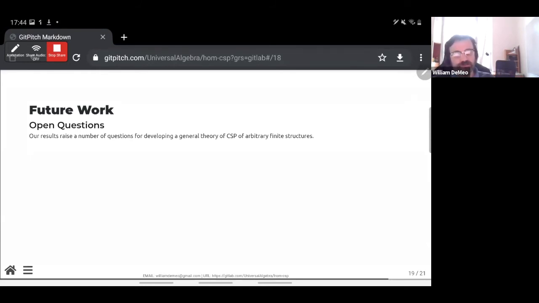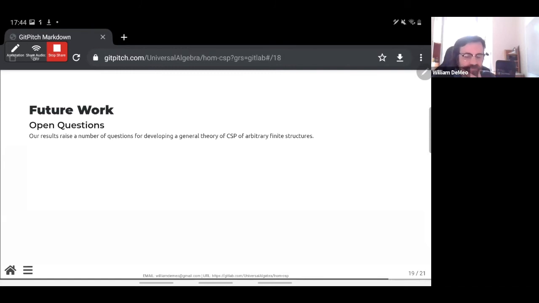And that was the initial question that got me interested in this. But then in working with Libor and Anton, it's clear that when you throw in relations, you have an even more general and more interesting question. When are there homomorphisms from these general relational structures to another general relational structure?